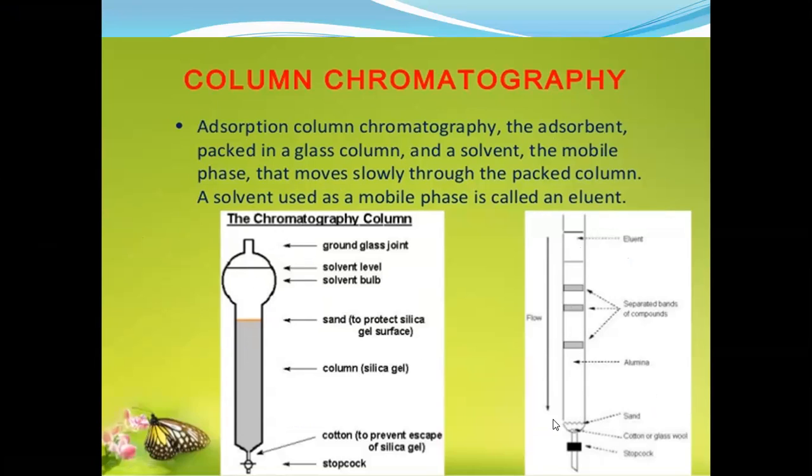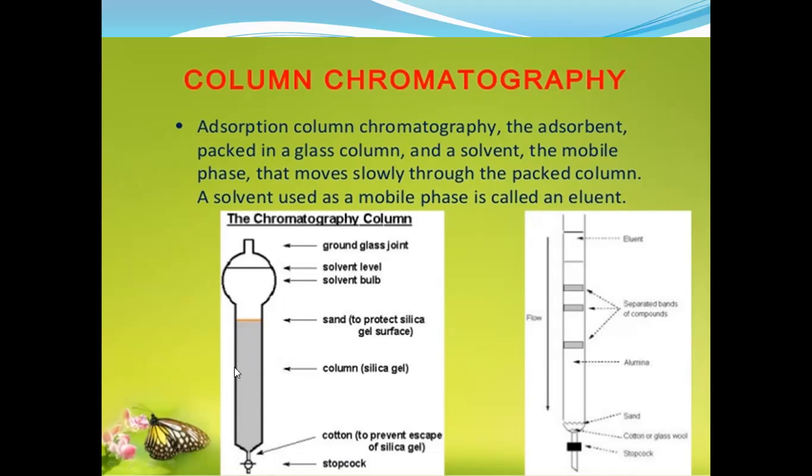In that glass column, first we introduce cotton or glass wool. So first we place cotton or glass wool here, and only after that we introduce the stationary phase. Sometimes after that we also add a little amount of sand. This is the stopcock. When we open the stopcock, whatever components were introduced on the surface slowly diffuse and come out. It will take some time.